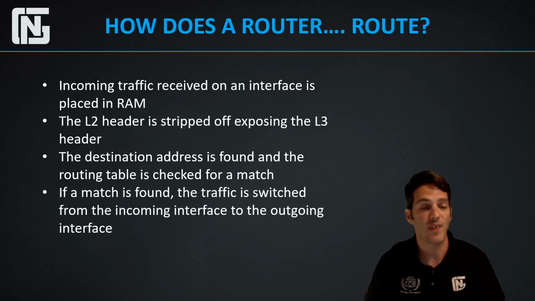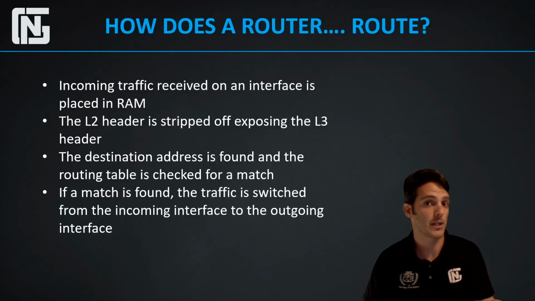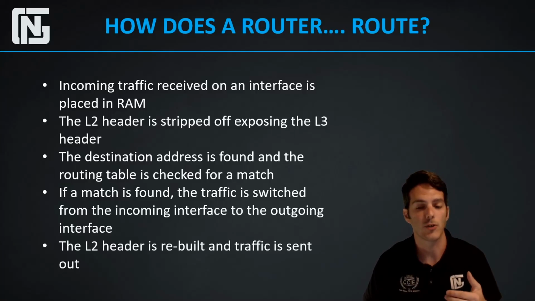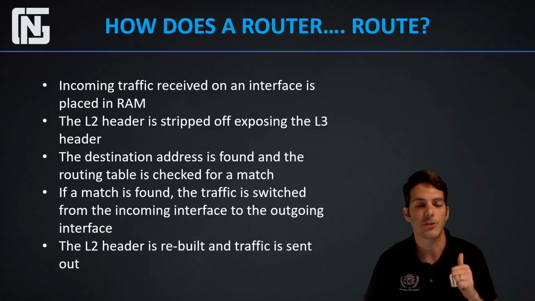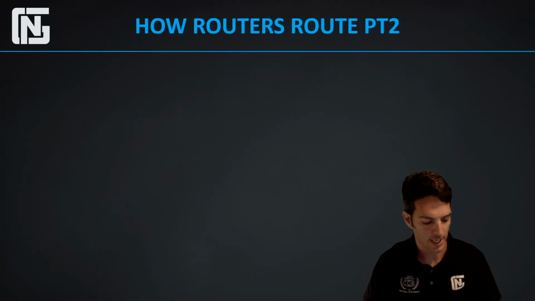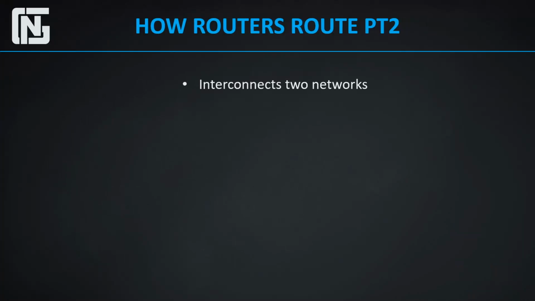If a match is found, the traffic is switched from the incoming interface to the outgoing interface, the layer 2 header is rebuilt, and the traffic is sent outbound. What happens if there is no match? That's easy too. The router simply drops the traffic and sends an ICMP message back to the sender saying, however you're trying to reach this destination, you can't, so please try again later. Now, let's take a look at an actual walkthrough.